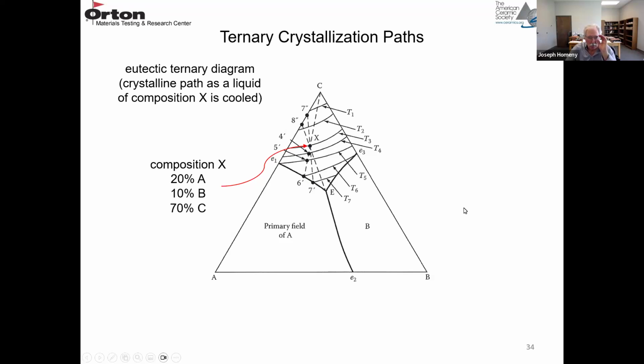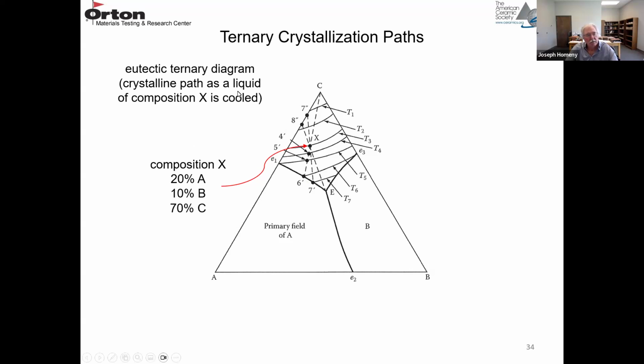So we'll look at some crystallization paths to finish up today. This is probably the most important part of the phase diagrams, is to see how they crystallize. This is a eutectic ternary phase diagram. So AB, BC, and AC are all binary phase diagrams with a simple eutectic.